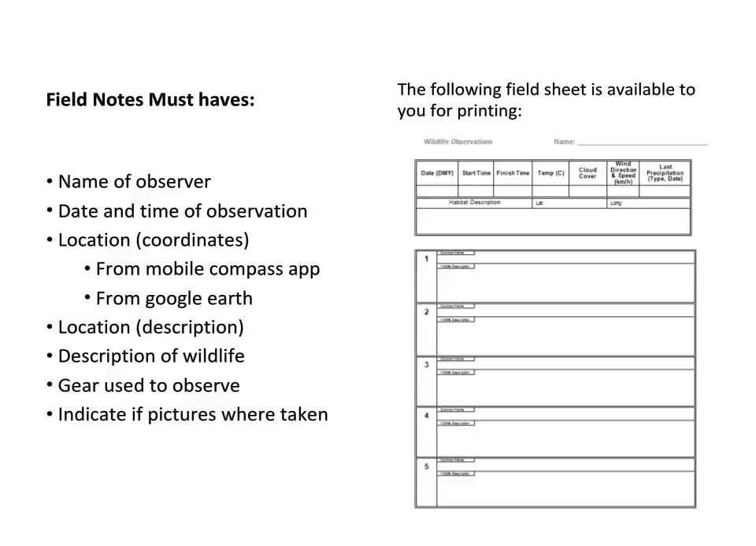One way to organize your thoughts and notes is to use a field data sheet. We have supplied you with a template on D2L. On this template, you can put the time and date, start time, finish time, air temperature, things like cloud cover, wind direction, speed, last precipitation type. A lot of this information, if you can't find readily in the field, you can find later online on the Weather Network. You'll also want to put a habitat description. Feel free to use the codes as described later in this module.